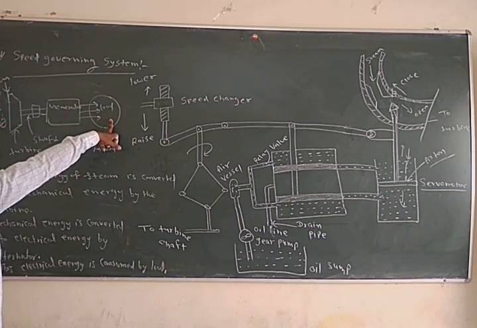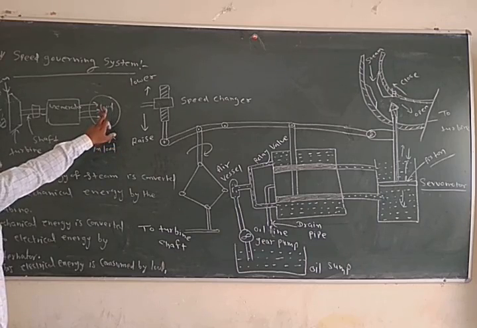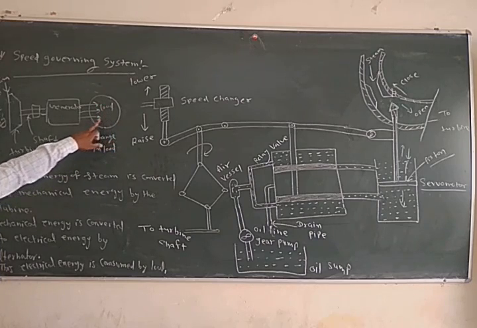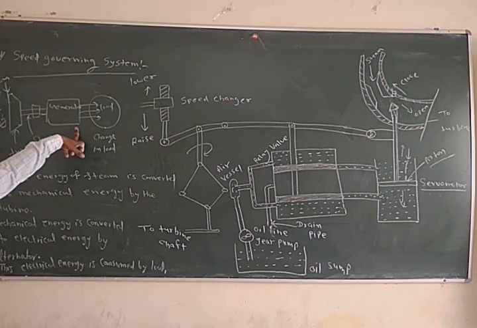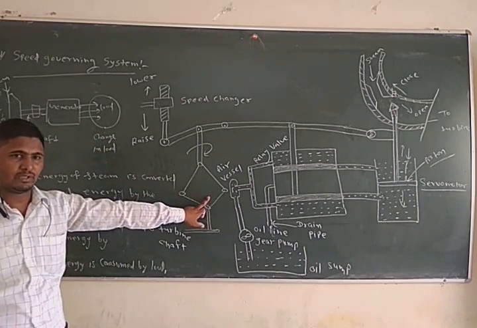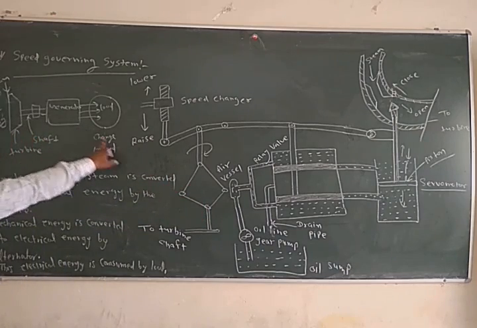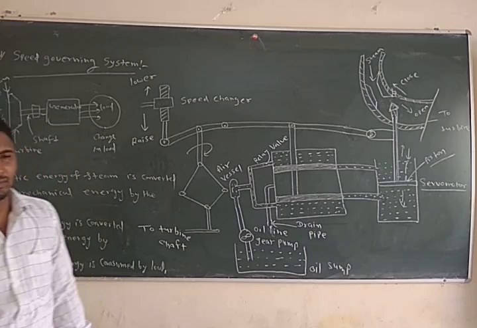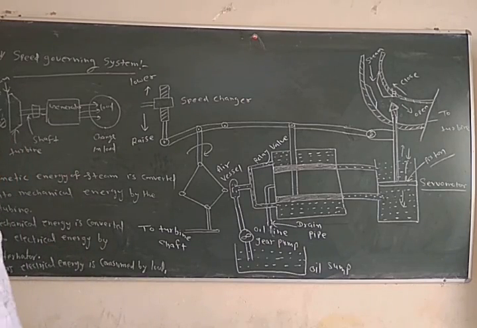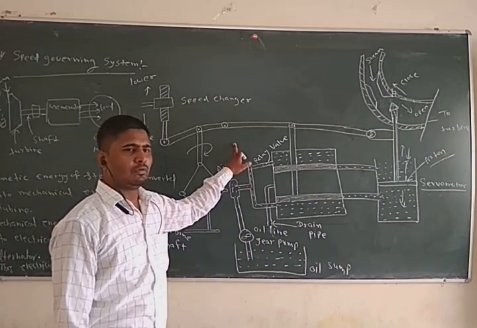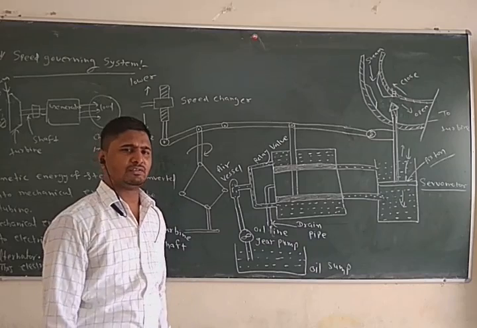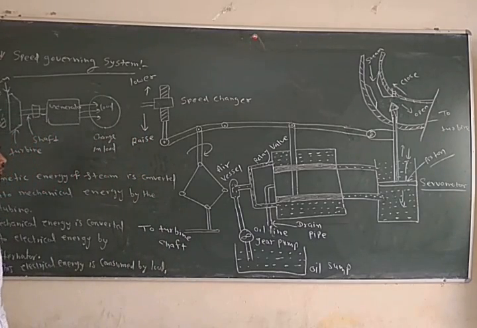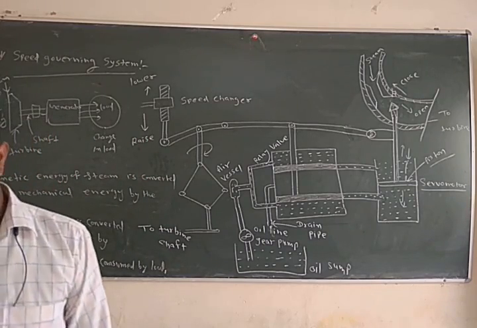generator. So in this way, a device which is used to sense the change of speed of the shaft of the turbine is the speed governor. This control is done on the basis of the command given by the speed governor. This is the concept of the speed governing system, which is used in steam power plants to control the steam input to the turbine for load frequency control of a single area.